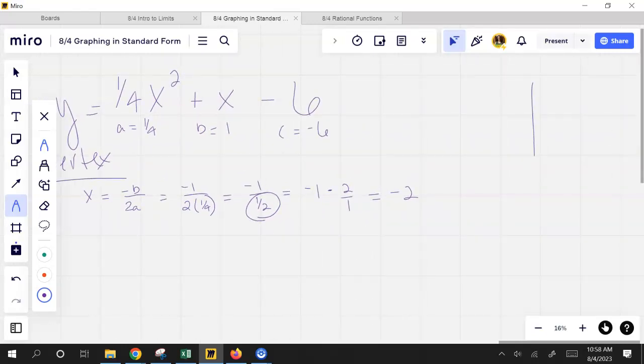All right. That is not, however, the whole vertex, because I have to find where on this line it's happening.